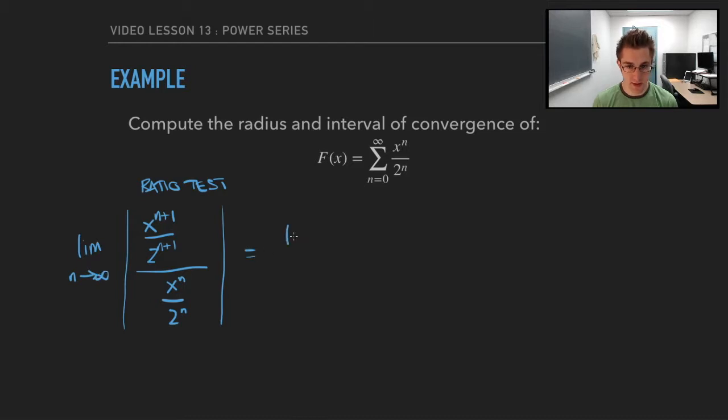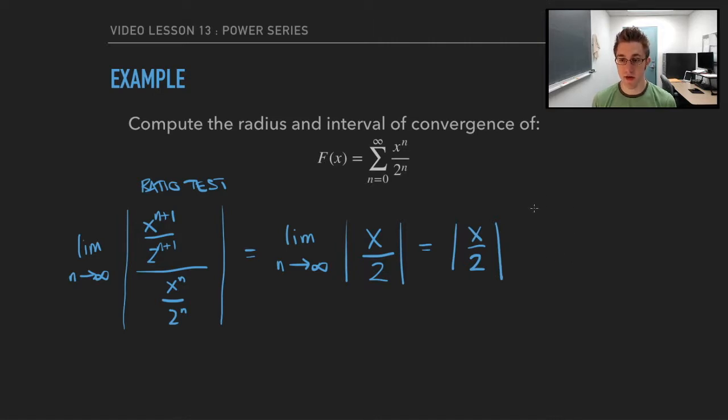So this is equal to the limit as n goes to infinity of, I have x to the n plus 1 divided by x to the n, that's just x. And then 2 to the n plus 1 divided by 2 to the n is just 2. Okay, so this doesn't have n's in it, so the limit is going to be, I'm taking the limit as n goes to infinity, so the limit is literally the absolute value of x over 2. And now this converges. Remember the ratio test says this converges absolutely if this limit is less than 1. So this is the thing that we solve for x.